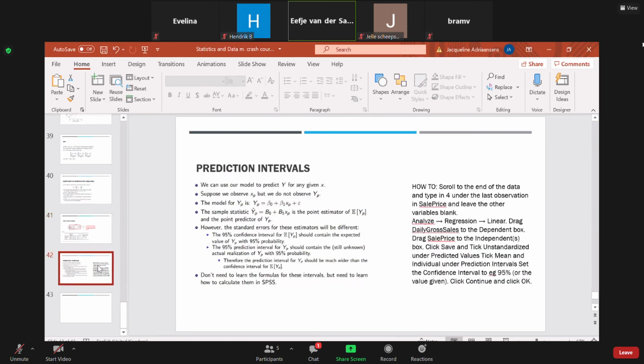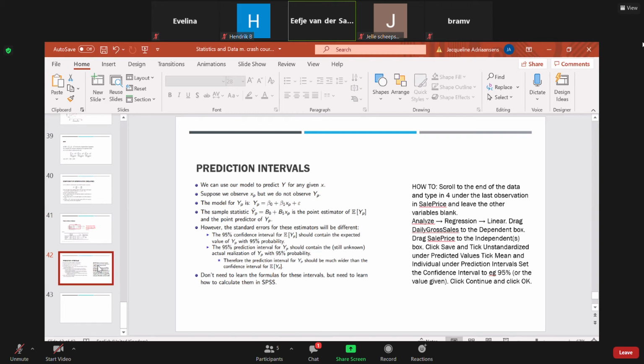Last slide from this chapter. Prediction intervals. We have confidence intervals and a prediction interval. We already discussed the confidence interval, but it's different from a prediction interval. What is exactly the difference?